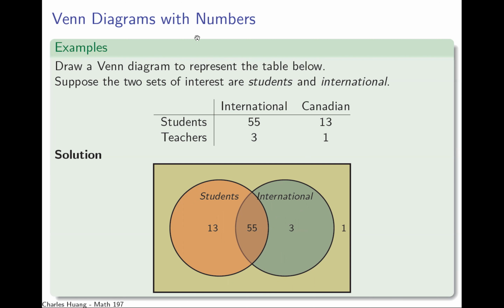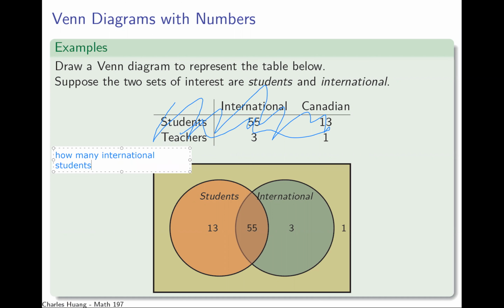Now, the third type of question that you'll get is this. You'll get a Venn diagram, and you wouldn't get the table over here. So we'll give you a Venn diagram down here, and we might ask you questions like this. How many international students are there in the school? You have to know, oh, I need to find how many are in both the international circle and the student circle, and that would be 55.